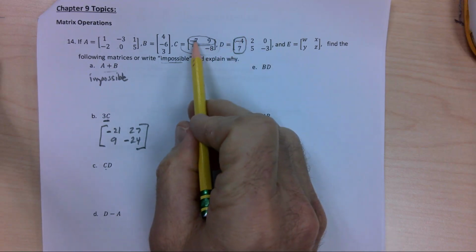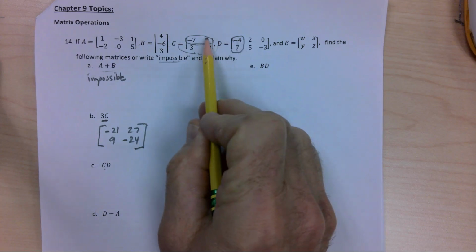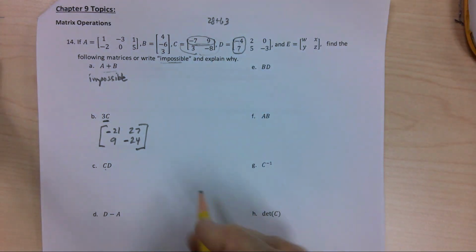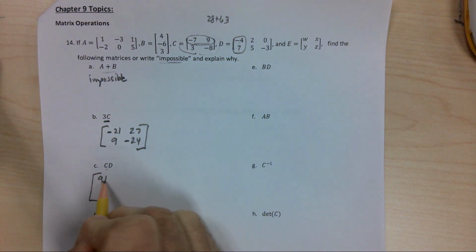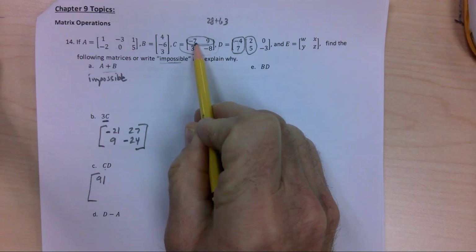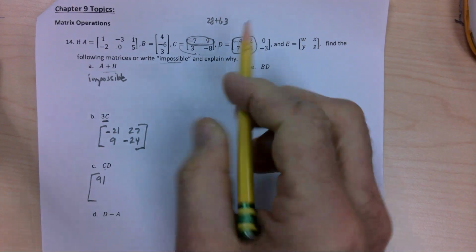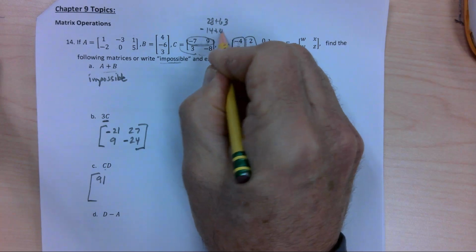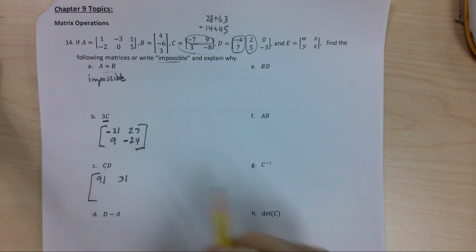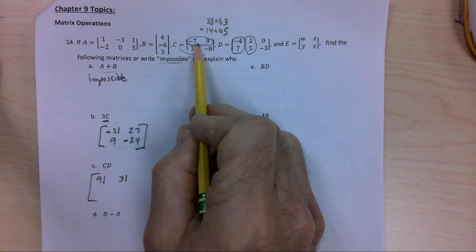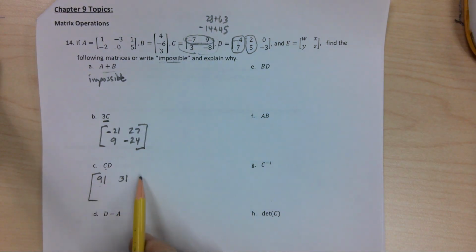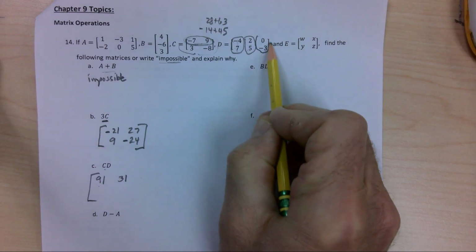Now I got to do some mental math. 28 plus 63. I'm going to write that down. Can't make a silly mistake. 91 in the upper left-hand corner. But then I got to hit this row with this column. -14 plus 45, that's 31. And that would go here. You go right across the top. This is the top row, and your answers are going to go through the top row. And then we got to go through this column.